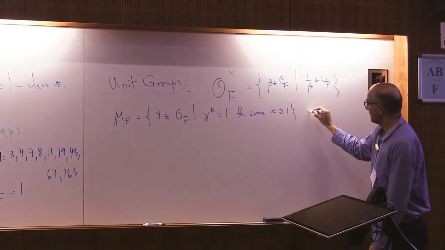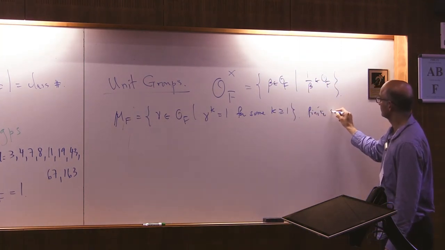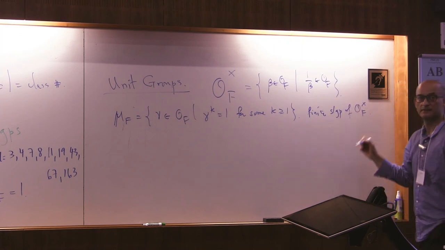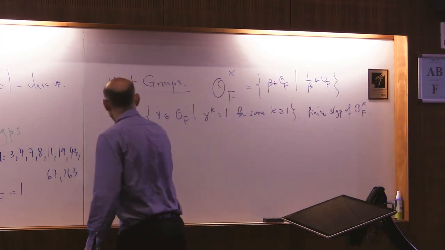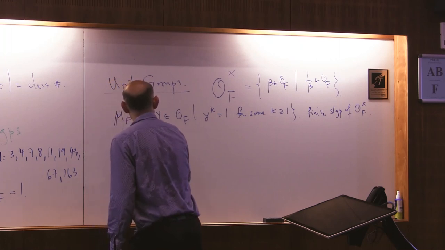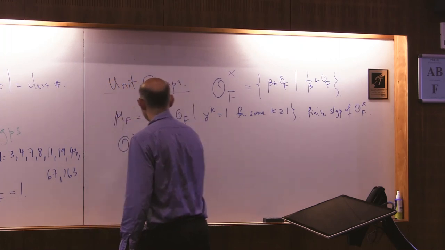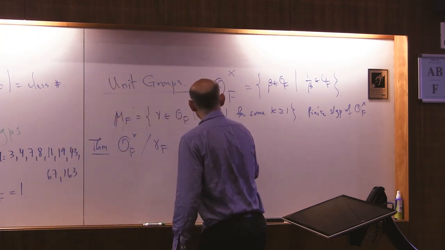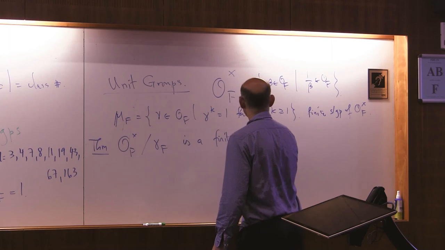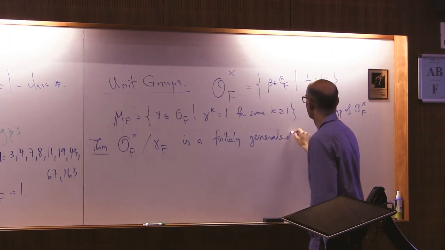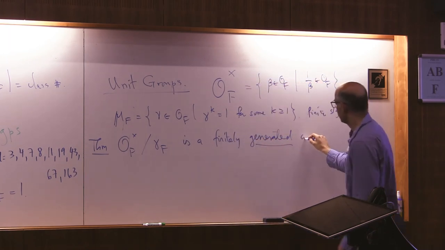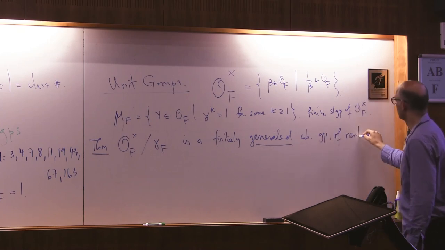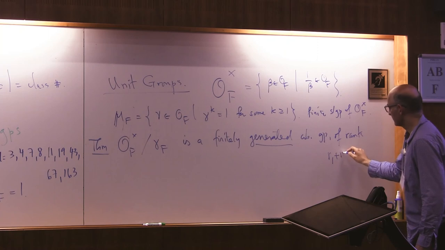And this is always a finite subgroup of O_F cross. And so if you look at O_F cross modulo Γ_F, the theorem is that this is a finitely generated abelian group, and the rank is R1 plus R2 minus 1.